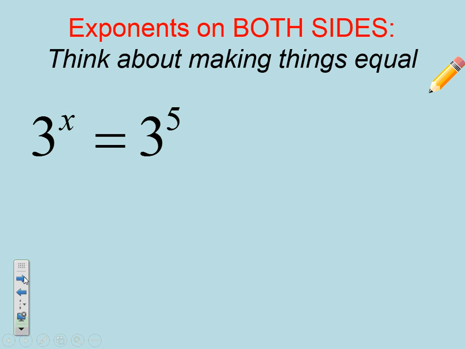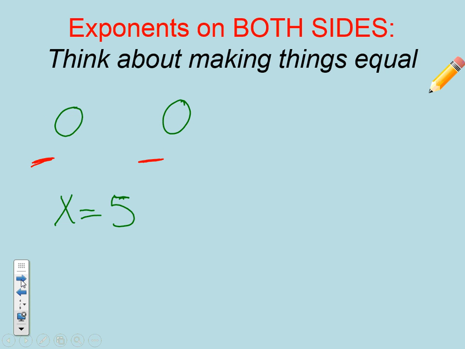So with exponents on both sides, we need to think about making things equal. Our bases have to be equal. Now since I have both here, the bases are 3, I can solve this problem by setting my exponents equal to each other. So x equals 5. And then I'm done there.